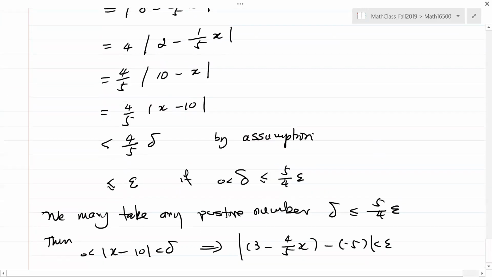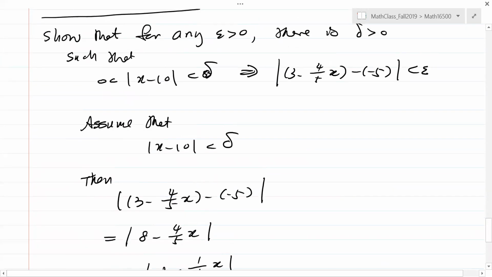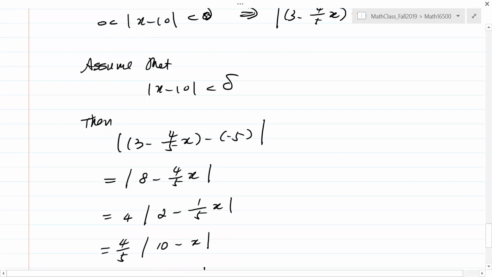Okay, so let's go back to review this part. We want to prove that |x minus 10| less than delta implies the inequality on the right-hand side, that it's less than epsilon. We want to find such a delta. So I don't know what delta we need. At the very beginning, I just assume that |x minus 10| is less than delta. Then you simplify the expression on the right-hand side. We don't know whether it's less than epsilon or not. We have to determine the delta later.